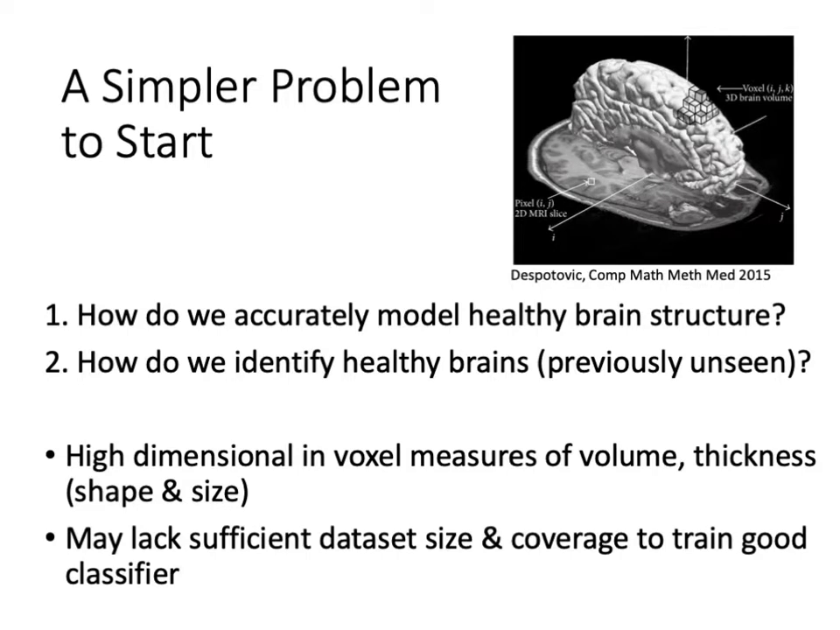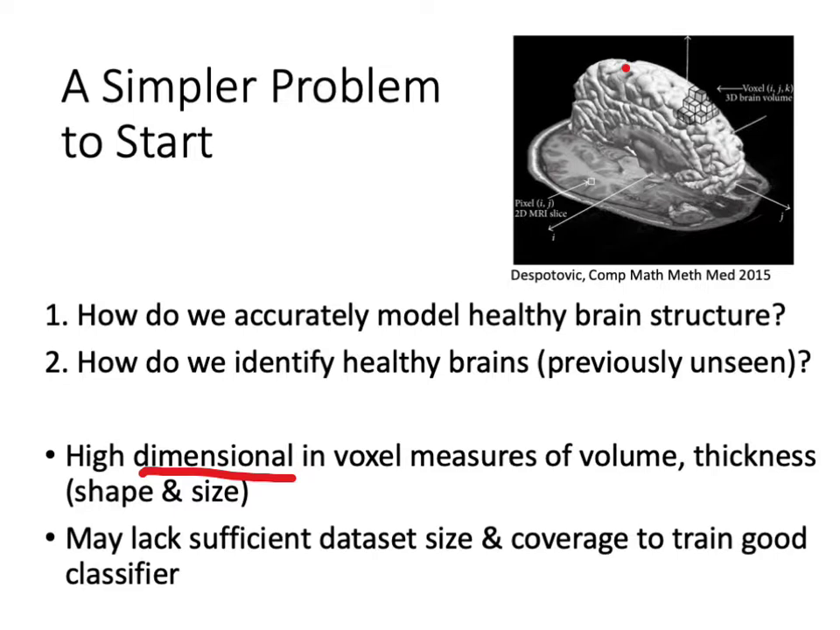And instead of solving this problem, we try a preliminary experiment to solve a simpler problem that is addressing the high dimensionality in structural MRI T1 anatomical images, that is, images with volume, thickness and shape variations. So these images have high dimensionality because each voxel has a measure of volume or thickness, and frequently we have a lack of sufficient data set size and coverage in order to train a good classifier.